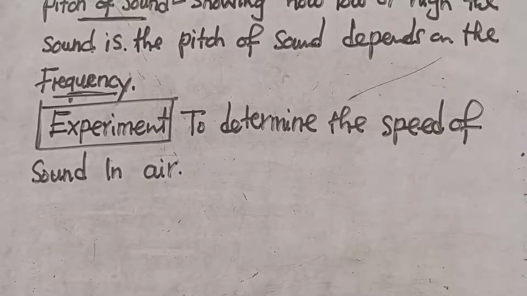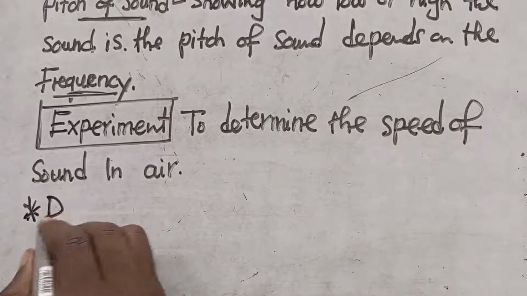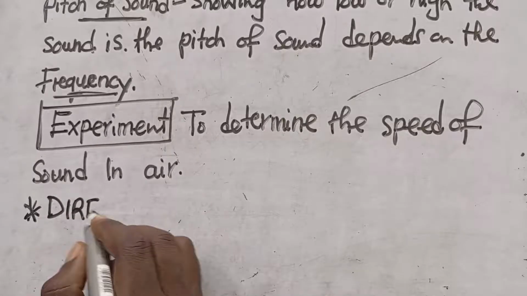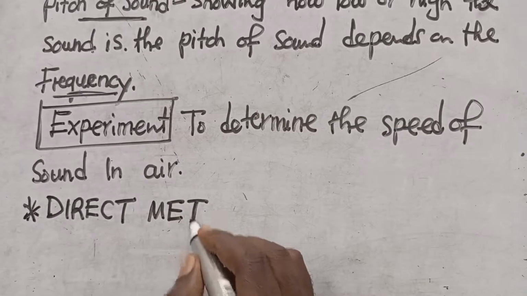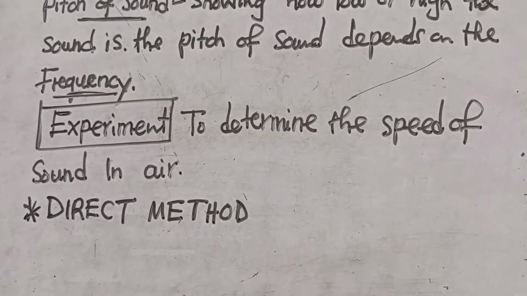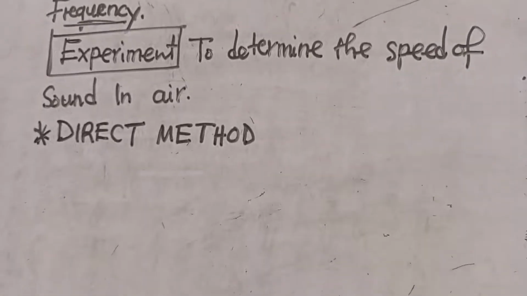For us to determine the speed of sound, there are two methods that you need to get. The first method that you have to understand is called the direct method. When you want to determine the speed of sound, you have to know this first method. Make sure that you understand it. I want you to understand what I'm going to tell you, because you are going to answer a question here.